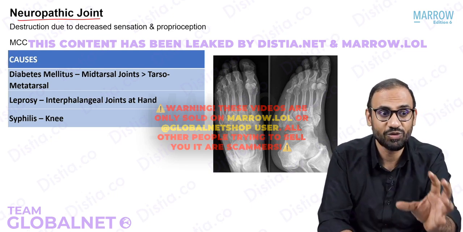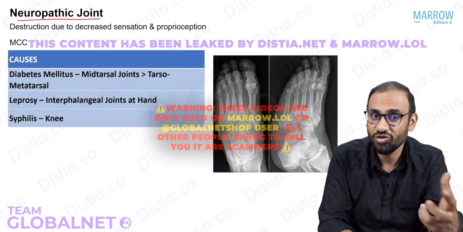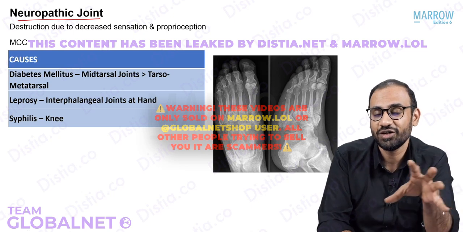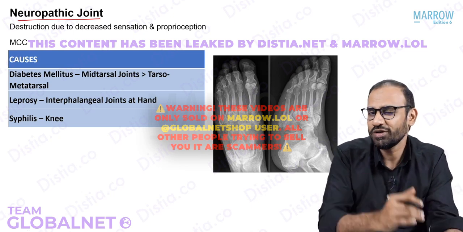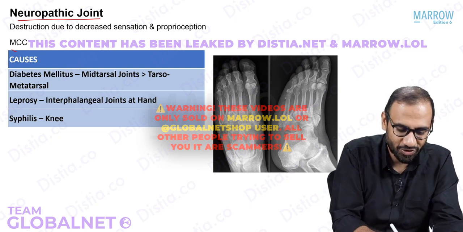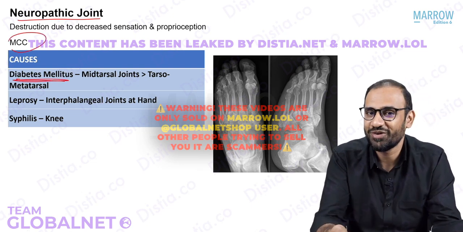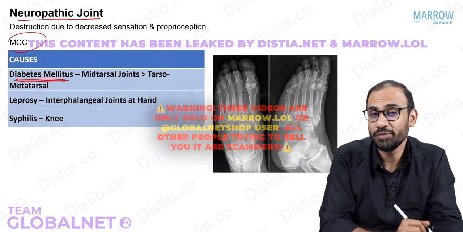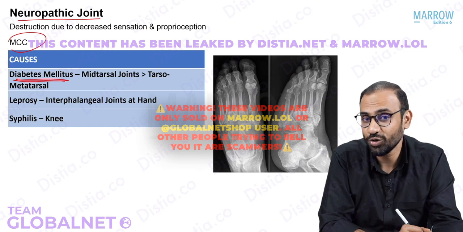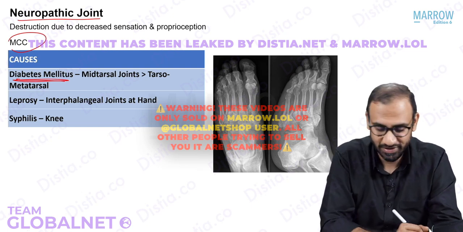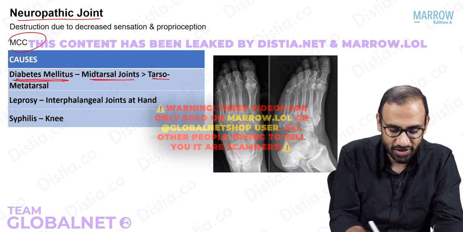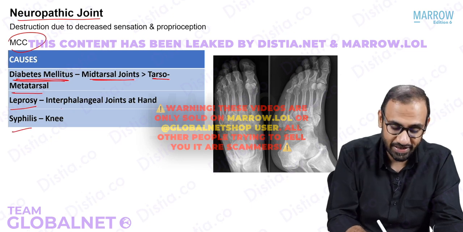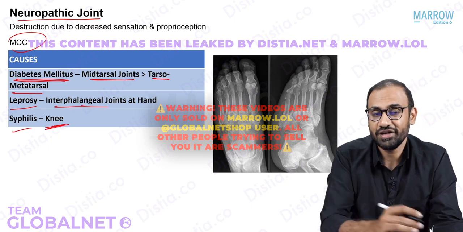Clinically, when you look at it, it might look like a deformed joint. It might look like a destroyed joint, but the patient would have no pain. And this is all because of peripheral neuropathies. So what is the most common cause of neuropathic joint? The most common cause is diabetes, because that is the most common cause of peripheral neuropathy. And what is the most common joint involved in a diabetic neuropathy-induced neuropathic joint? It is the mid-tarsal joint or the tarso-metatarsal joint. The other conditions are leprosy and syphilis, where the interphalangeal joints or the knee is involved.